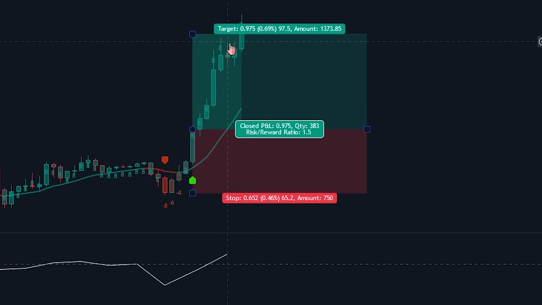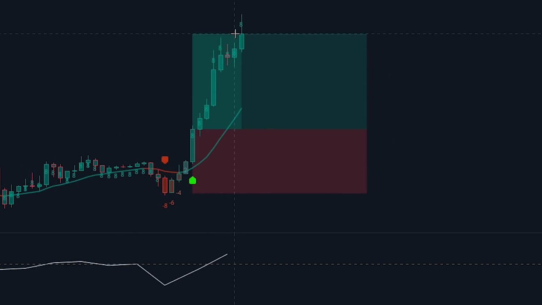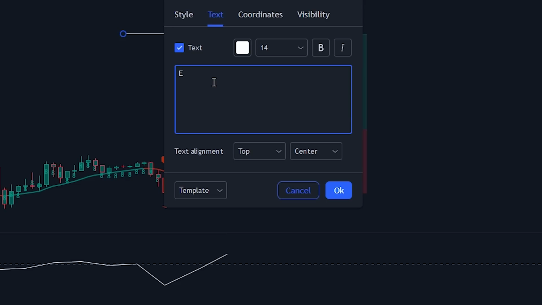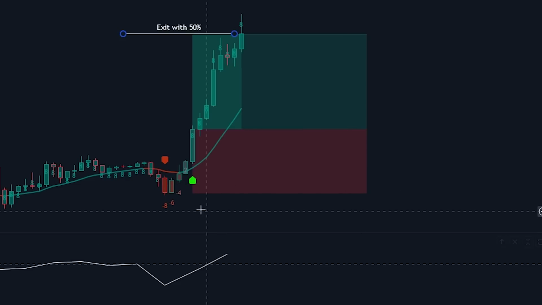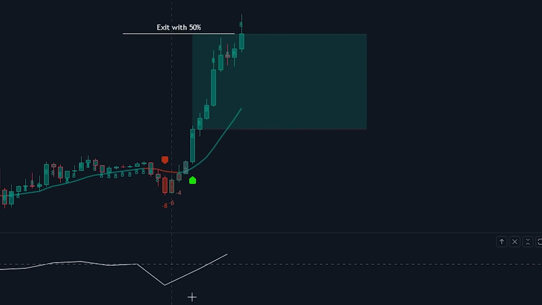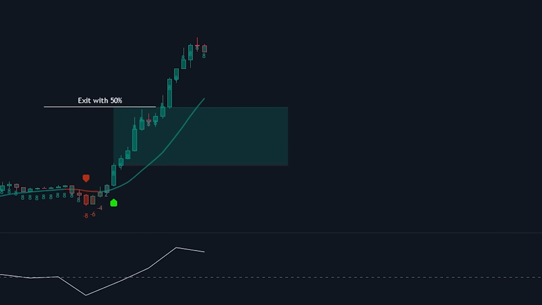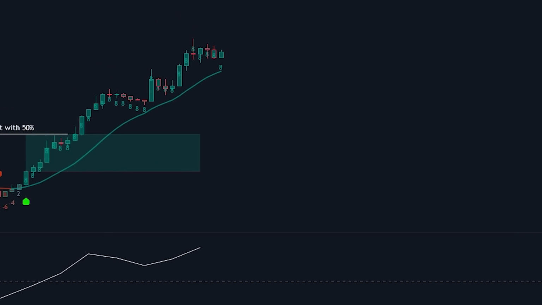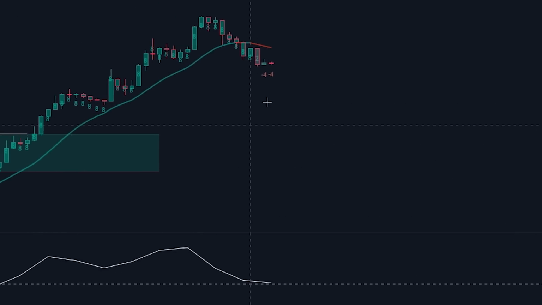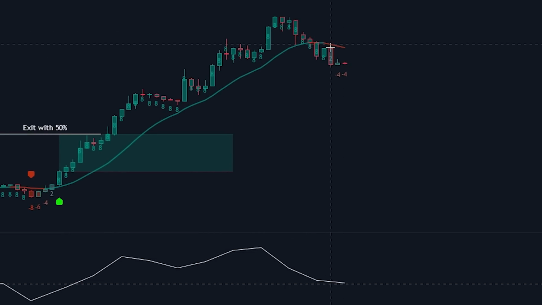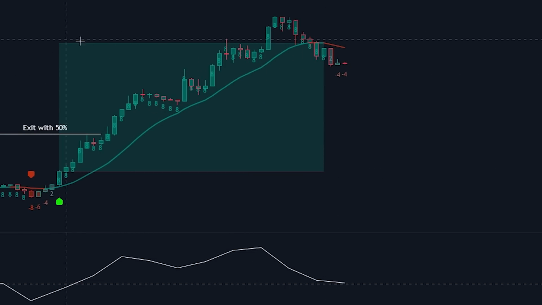We can see here that the take profit target was met. This means that we will now move the stop loss to break even and exit with 50% of the position. With the stop loss moved to break even, we will exit the position once the kernel line switches to red. As you can see, the kernel line switched to red here, meaning that we will now exit the position with the remaining 50%.